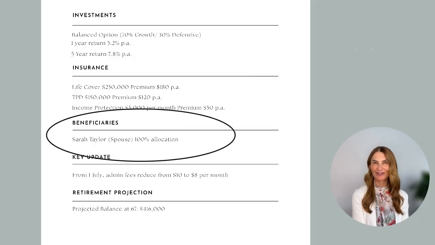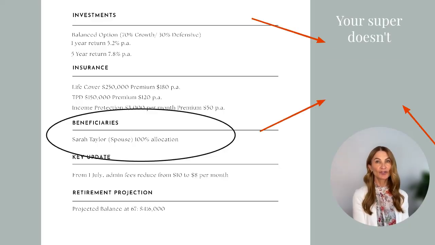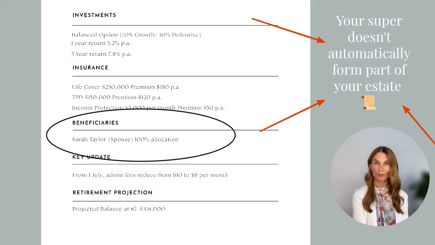Number 7, beneficiaries. Your statement may also show you your nominated beneficiaries. This ensures that your super goes to the right person if you pass away. There's a little known but critical detail here about superannuation. Your super balance doesn't automatically fall part of your estate when you pass away. Under the SIS Act, the Superannuation Industry Supervision Act 1993, it's actually the trustee of your super fund who decides where your money goes, unless you've taken steps to make a nomination.